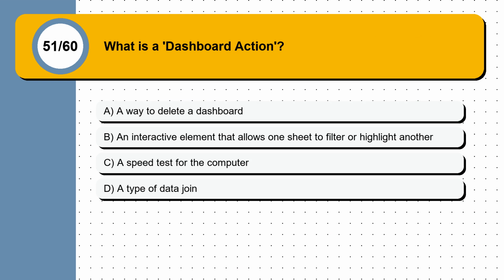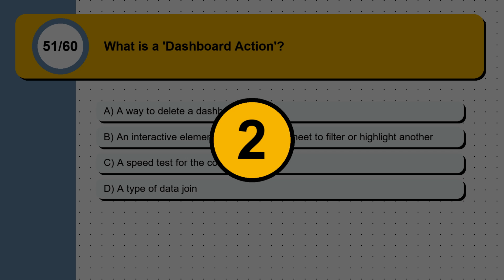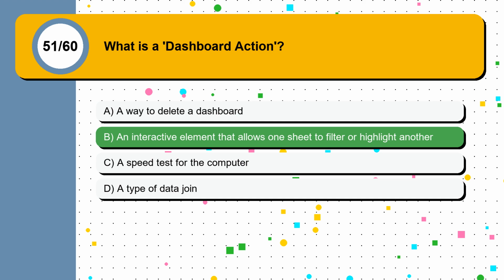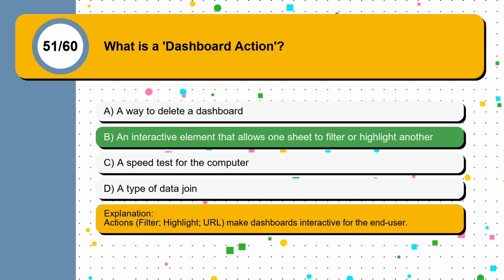Question 51. What is a dashboard action? Option A, a way to delete a dashboard. Option B, an interactive element that allows one sheet to filter or highlight another. Option C, a speed test for the computer. Option D, a type of data join. The correct answer is option B, an interactive element that allows one sheet to filter or highlight another. Actions, filter, highlight, URL, make dashboards interactive for the end user.